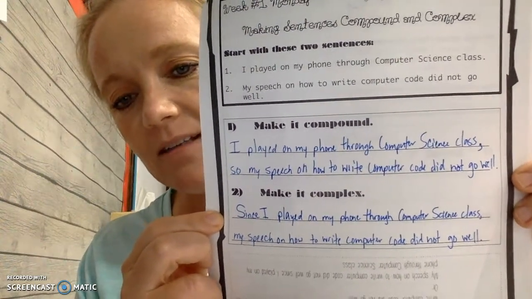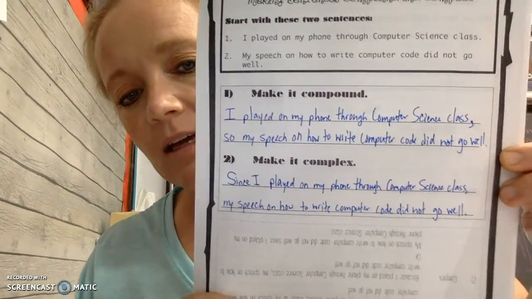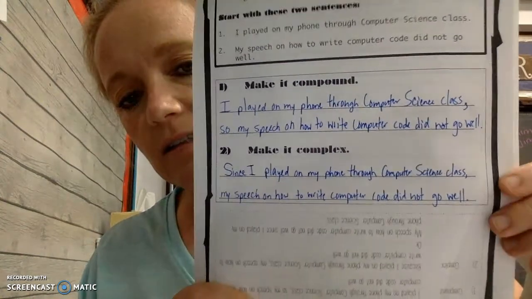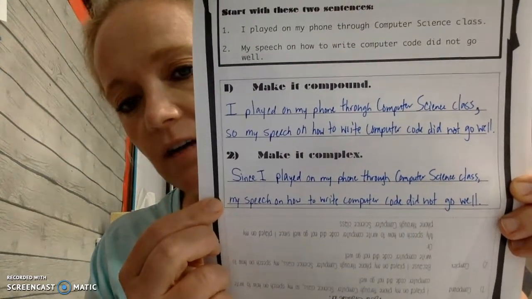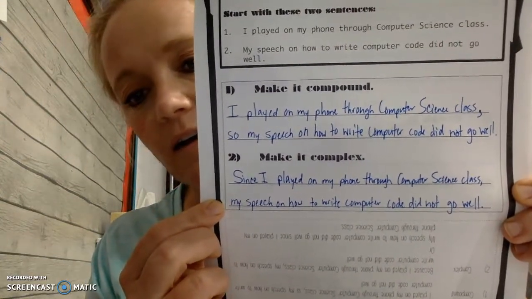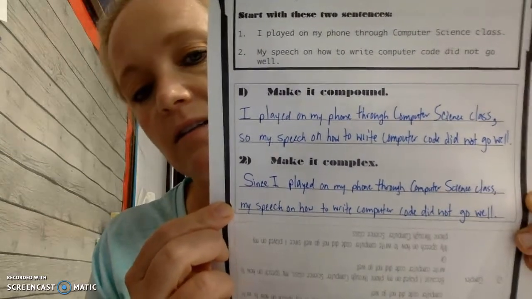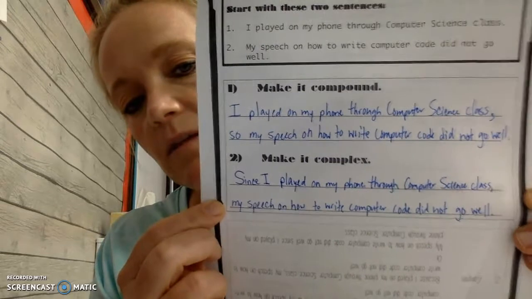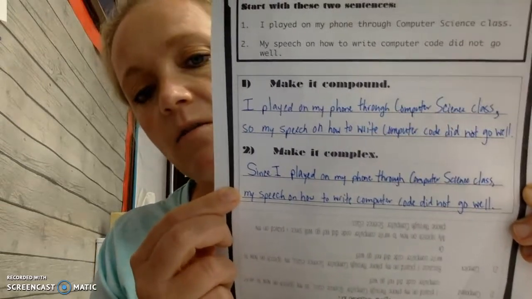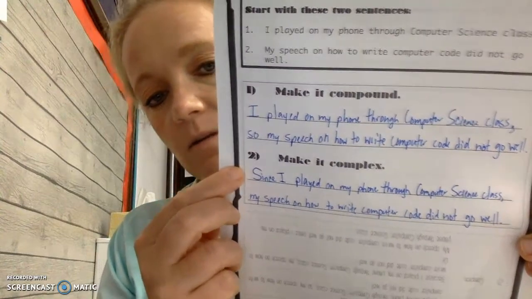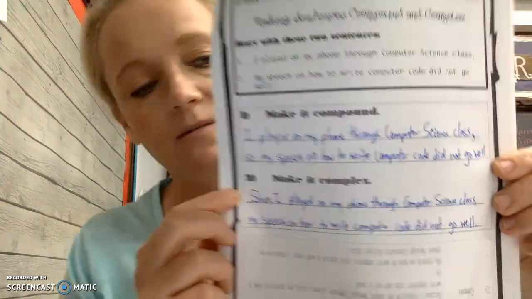If, however, you have since in the middle, if I start with the bottom idea, my speech on how to write computer code did not go well since I played on my phone through computer science class. If I put since in the middle and I start with this bottom idea, I don't need a comma. Only if I begin my sentence with a subordinating conjunction do I need a comma in between the two ideas.